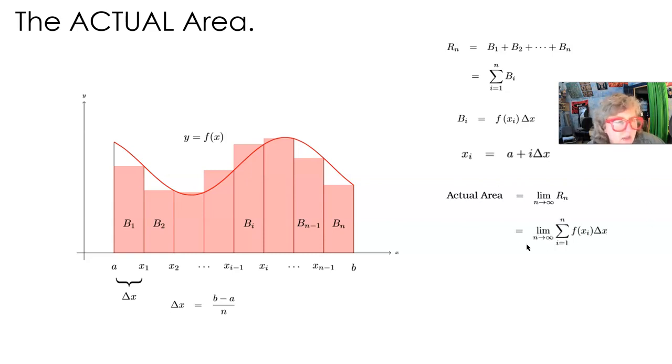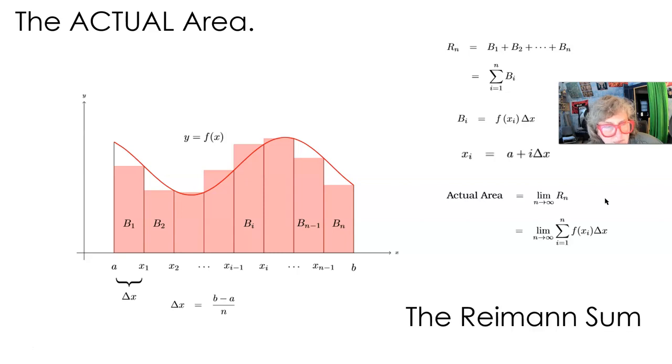So putting it all together, the actual area is going to be the limit as n goes to infinity of the summation as i goes from 1 to n of f of xi delta x. This is known as the Riemann sum because Riemann came up with it.